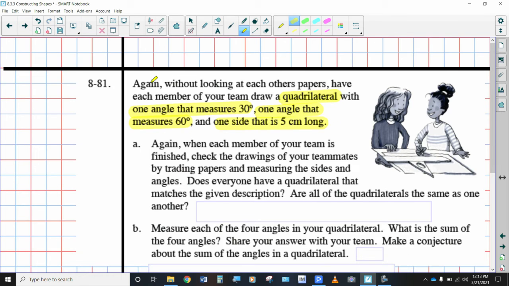All right, what does this one say? It says, again, without looking at each other's papers, have each member of your team draw a quadrilateral. Quadrilateral means a four-sided figure with one angle that's 30 degrees, one angle is 60 degrees, and then one side will be 5 centimeters long.